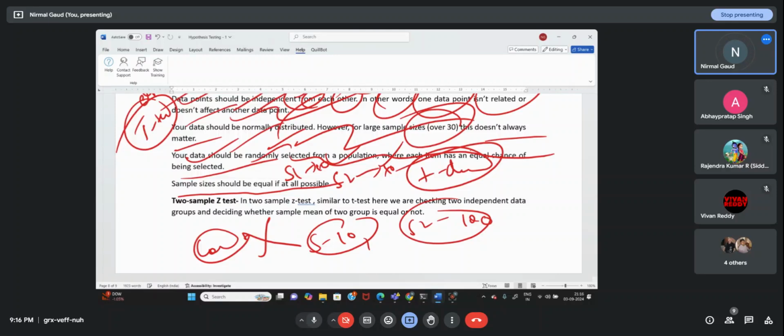All right, fine. Values means the number of data points.